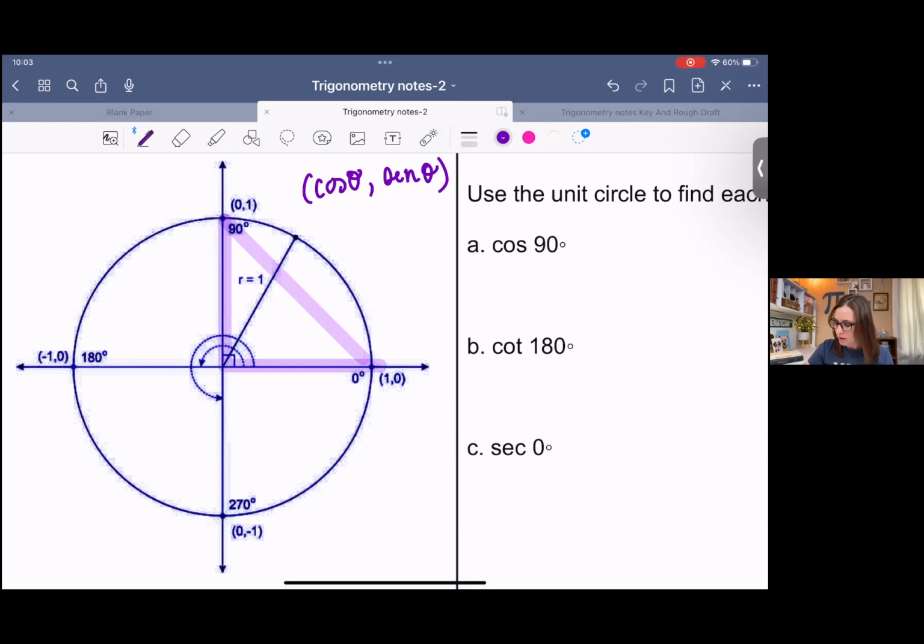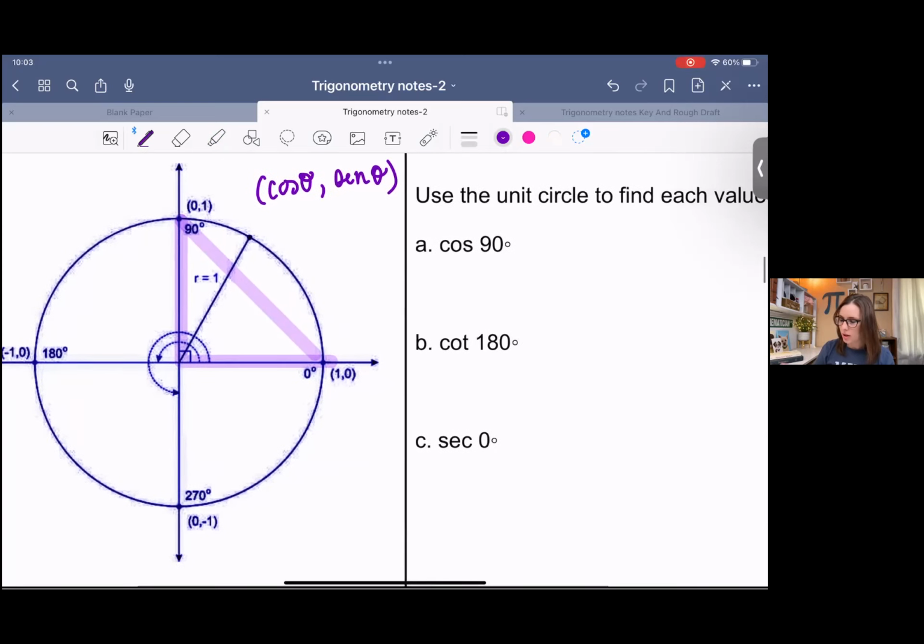We've got cosine is x over 1, or adjacent over hypotenuse. So if I take x over 1 and simplify, I get 0. So cosine of 90 is 0.